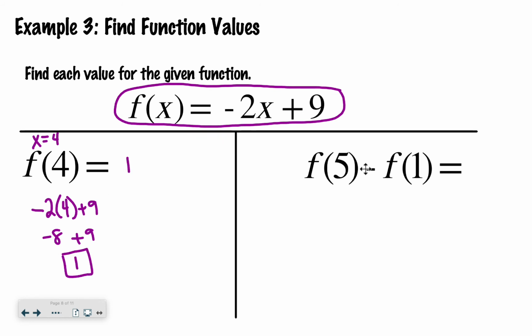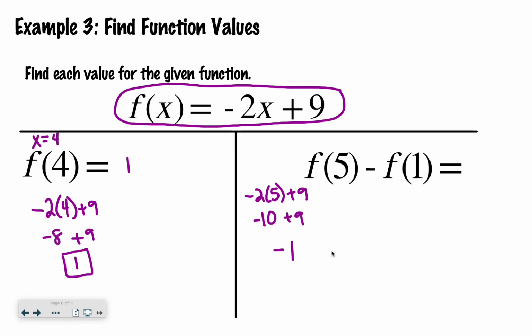All right, then if I were to do something like this where I say f of 5 minus f of 1, that means I'm going to evaluate it once using the number 5, once using the number 1, and then I'm going to subtract those two answers together. So I'm going to say negative 2 times 5 plus 9. That's negative 2 times 5 is negative 10, plus 9 is negative 1.